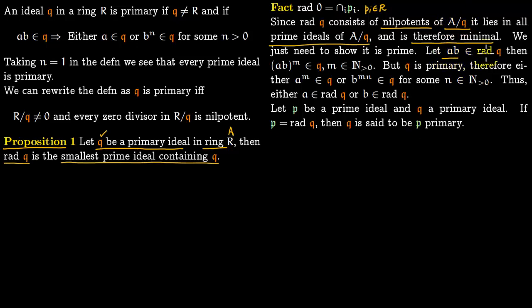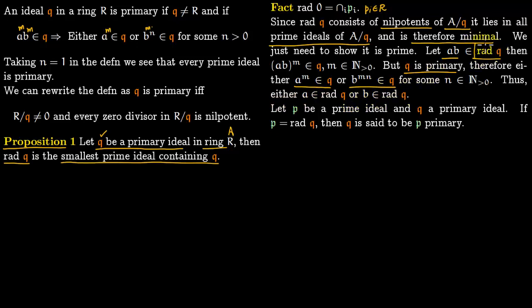So let a, b lie in the radical of Q. We have to show that this radical of Q is a prime ideal. Then some power, (ab)^m, where m is a positive integer, lies in Q. But Q is primary, so either a^m lies in Q, or, copying this here, we have a^m b^m, so either a^m lies in Q or b^(mn) lies in Q for some n. Thus either a lies in the radical of Q or b lies in the radical of Q. So you start with ab lying in the radical of Q, and we have reached the conclusion that either a lies in the radical of Q or b lies in the radical of Q.